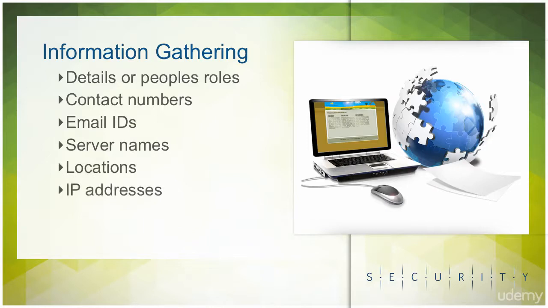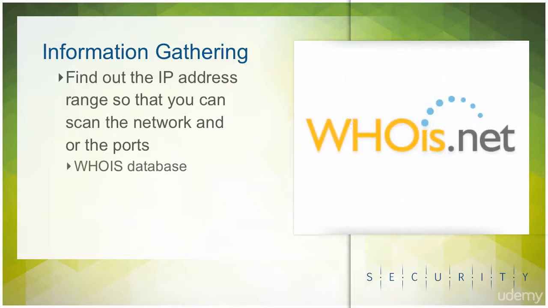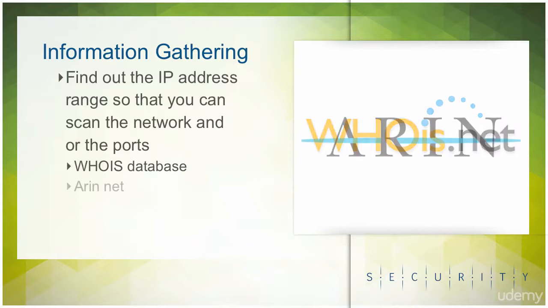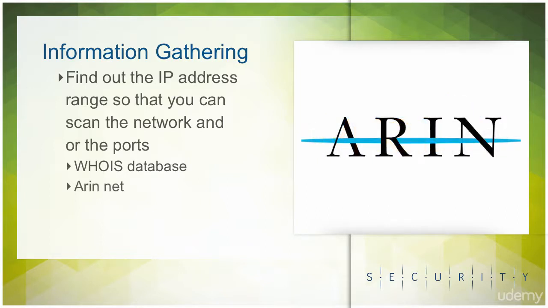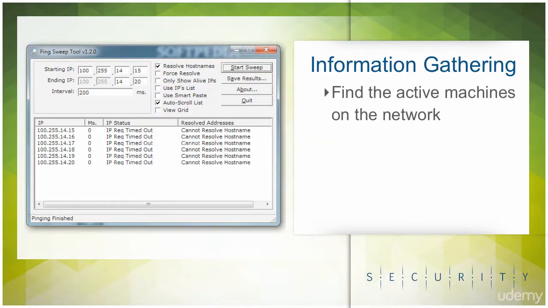Then next, you try to find out the IP address range so that you can scan the network or the ports. You can get such details from the Whois database, ARIN, etc. And now you have the initial information and the IP address range. Next, try to find out the active machines on the network. It's important to know which of the machines are alive before an attack.